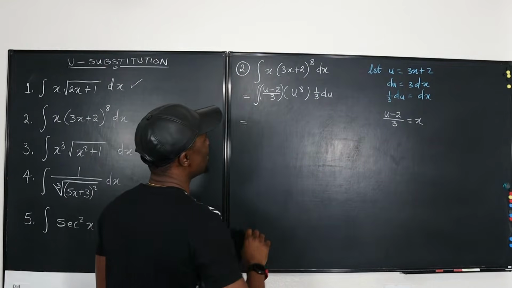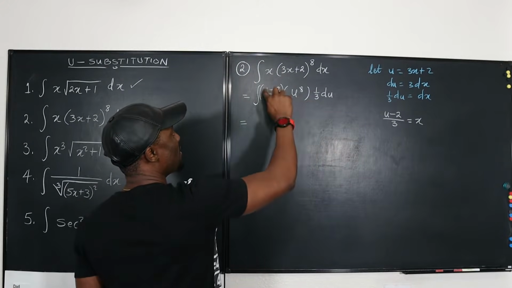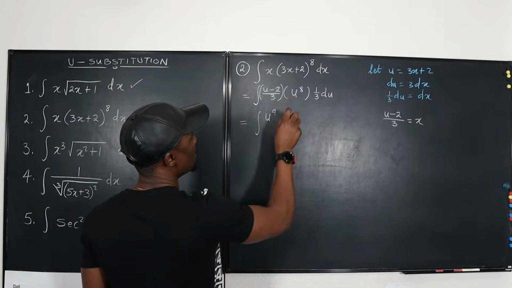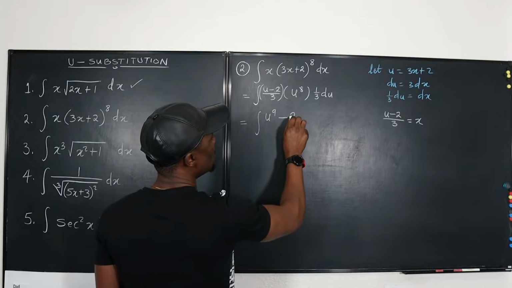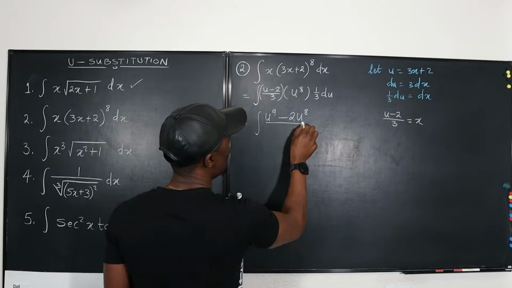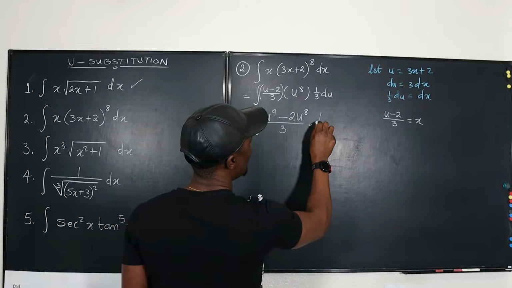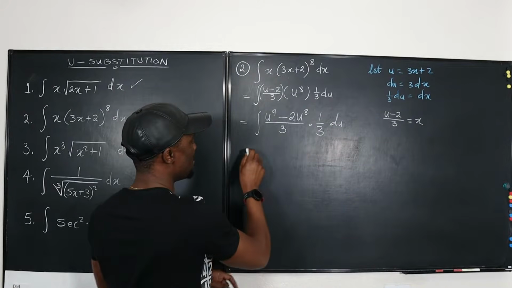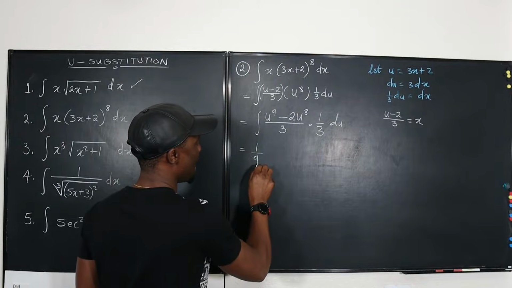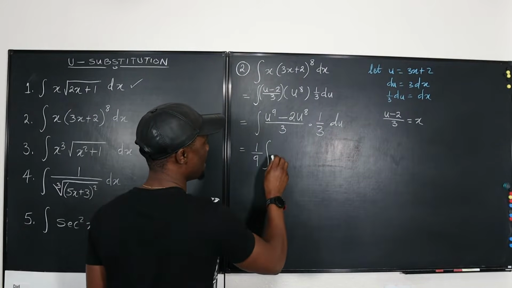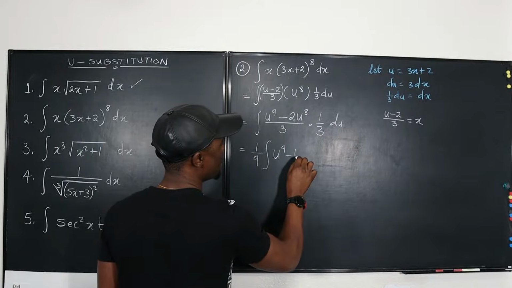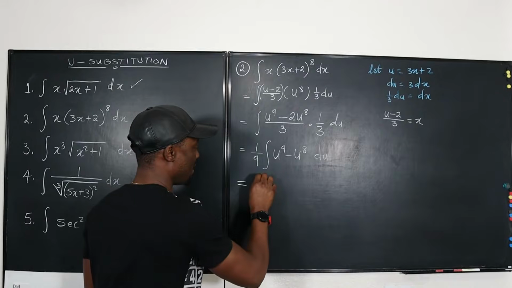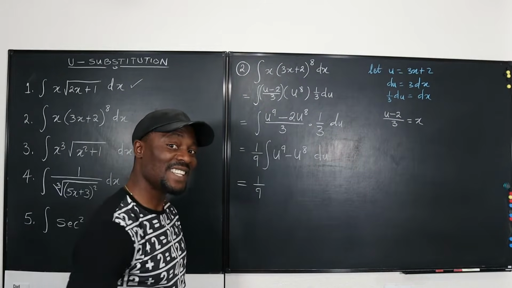And now I need to distribute. Wait, let's not distribute yet. Let's not move yet. Let's go this way. It's going to be the integral of u to the 9 minus 2u to the 8th, divided by 3, times 1 over 3 du. So this times this is going to be 9, so I can take out 1 over 9 all together, and now inside I have u to the 9 minus u to the 8th du. Okay, now let's integrate. You see how easy this is?